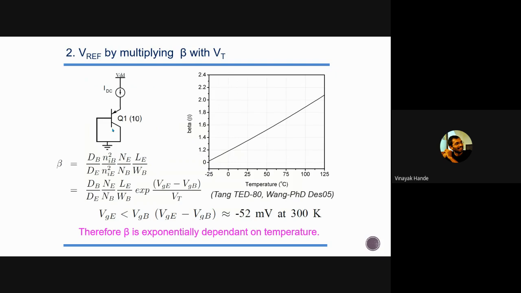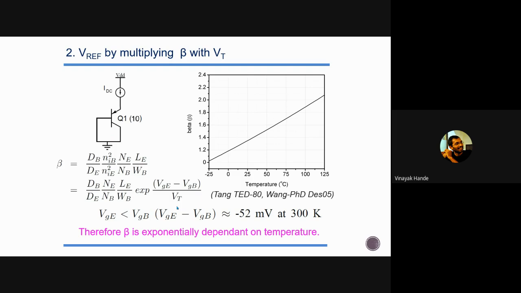Now, with this graph, you can see that your beta also increases with the temperature. And why is it happening? Because of the VGE and VGB divided by VT. This term is coming into the picture, right? And this was not the case if you have the conventional BJT. Your beta does not vary significantly with the temperature at all, as I can put it correctly.